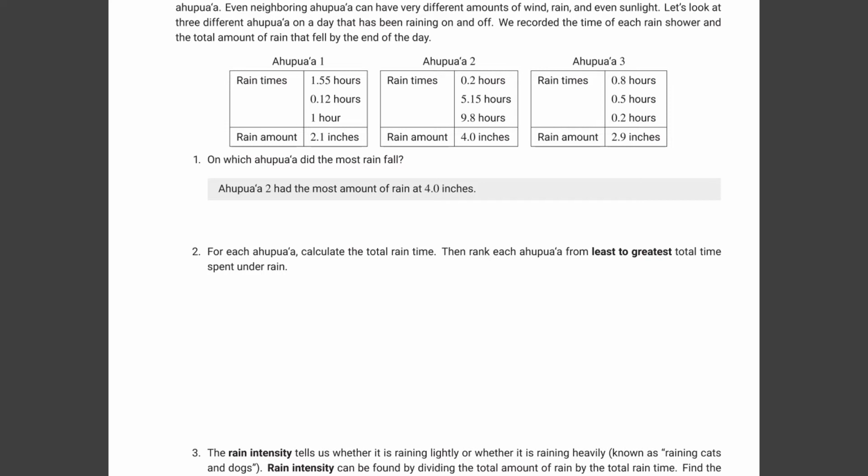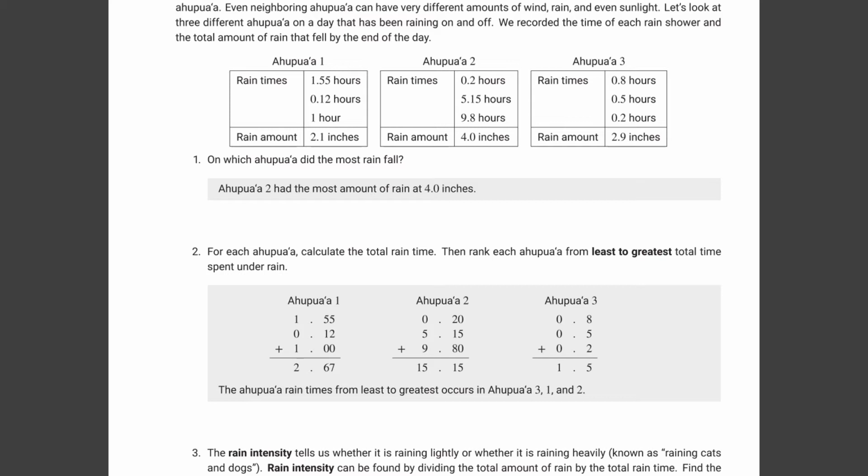Part 2 asks us to calculate the total rain time and then rank each ahupua'a from least to greatest rain time. Feel free to pause the video and complete this part of the activity. Okay, so here are the answers to Part 2. We just have to line up the decimals and then add each place value vertically. Then we can see that the ahupua'a with the least rain time is ahupua'a 3 with 1.5 hours of rain, then ahupua'a 1 with 2.67 hours of rain, and finally ahupua'a 2 with the greatest rain time of 15.15 hours.